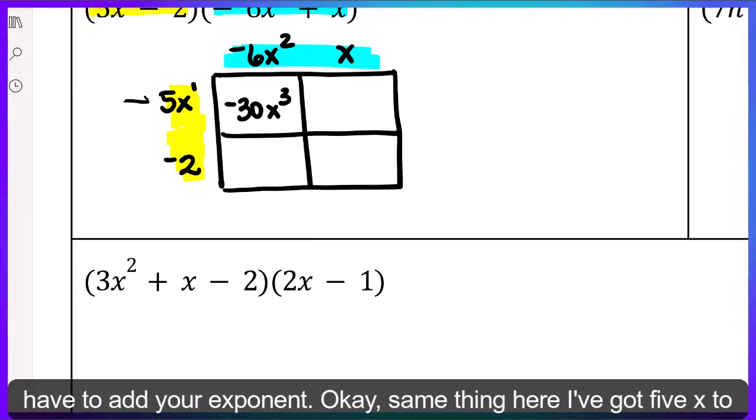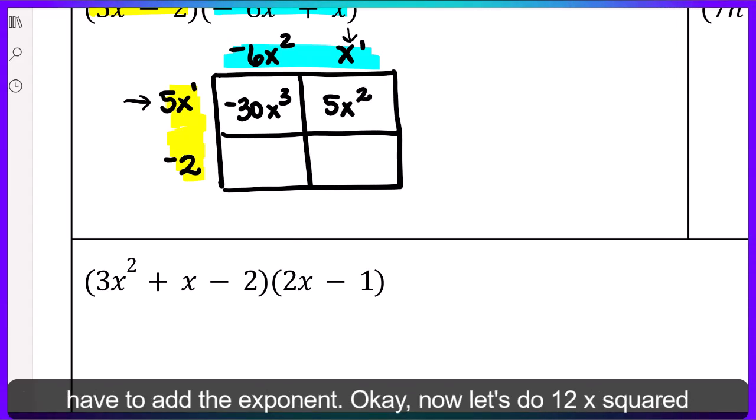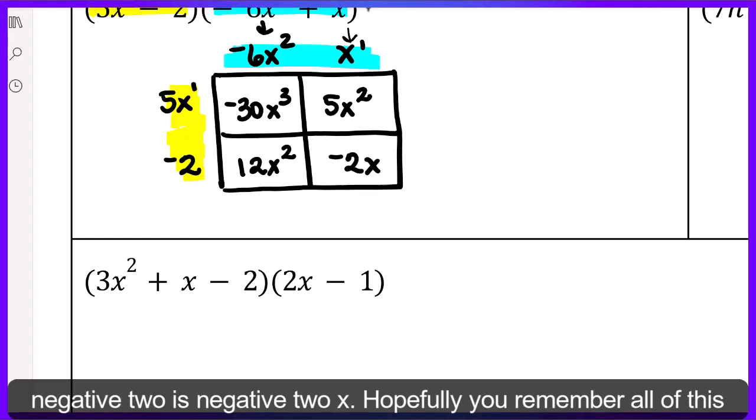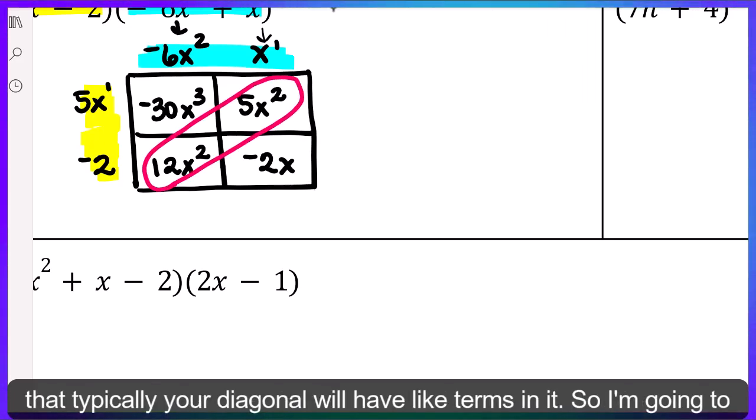Okay, same thing here. I've got 5x to the first times x to the first power will be 5x squared, because you have to add the exponents. Now let's do 12x squared, because negative 6 times negative 2 is 12. And then x times negative 2 is negative 2x. Hopefully you remember all of this stuff from Algebra 1. But the way that your area model works is that typically your diagonal will have like terms in it.